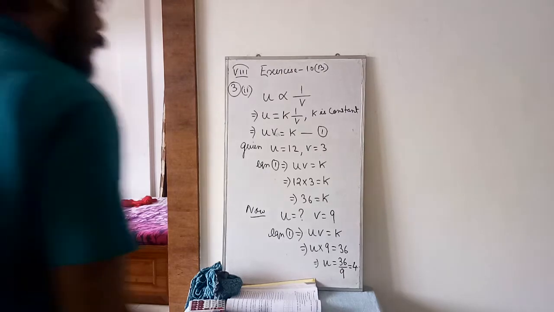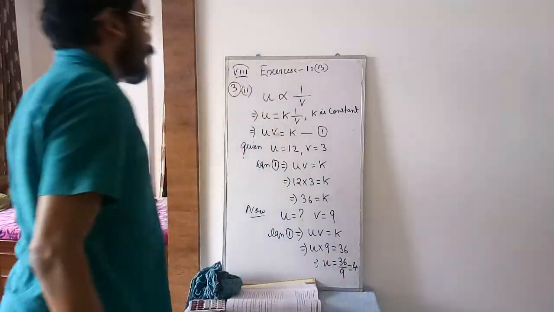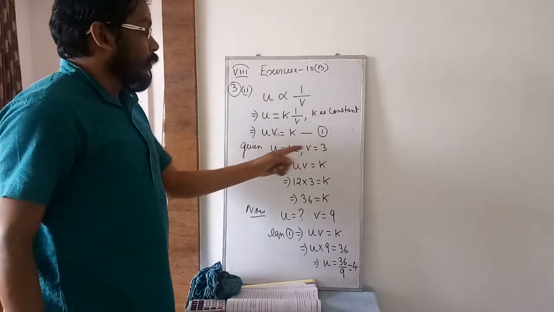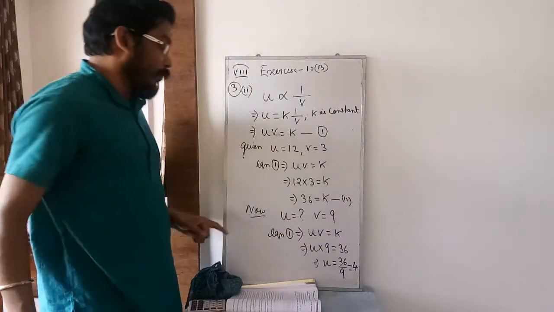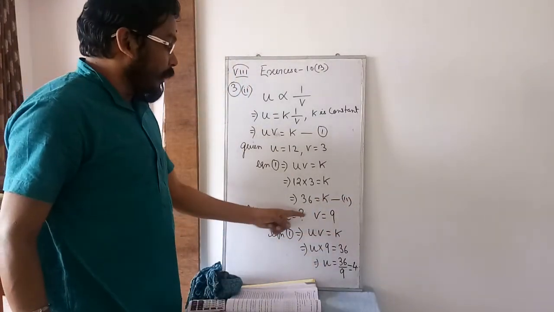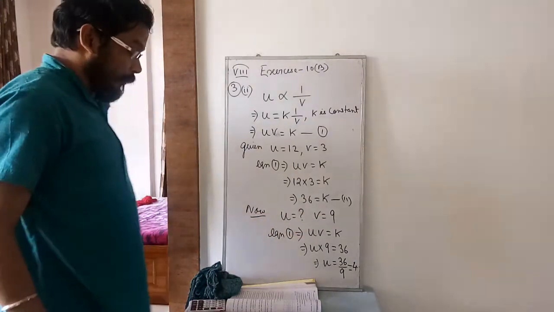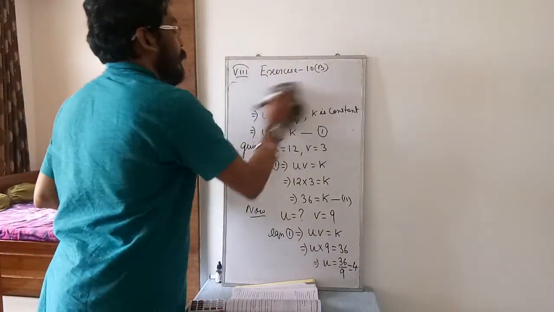Okay, here it is, equal to, you have cancelled it, equal to 4. First the u value and v value were given, which will give the value of k. You can give it as equation 2. Then the u value is not given, the v value is given. You have to find the u value, so use equation 1 and solve the sum. Okay, hope it is clear.